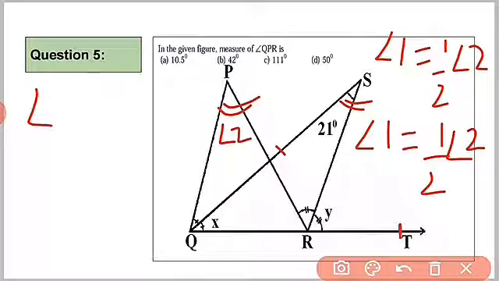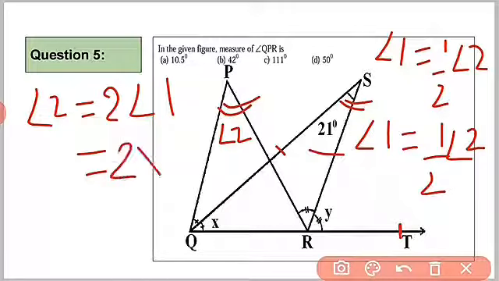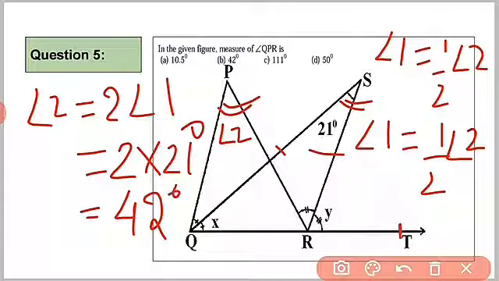So what will be angle 2? Angle 2 will be equal to twice of angle 1. So what is angle 1? It is 21. So 2 multiplied by 21 degrees. So what will be the answer? It will be 42 degrees. So the correct option is B.